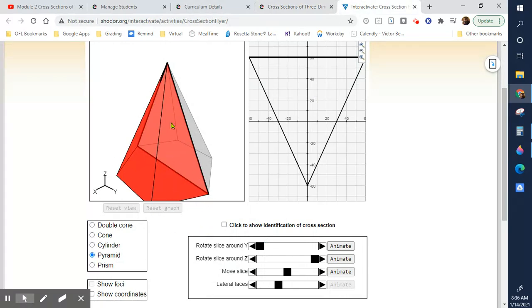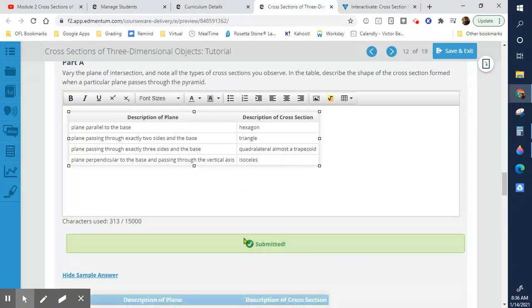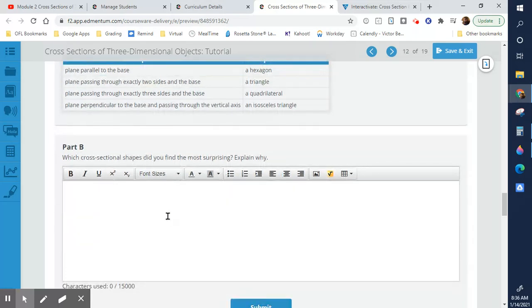So, okay, they did just want quadrilateral. I was getting a little too picky there. So a hexagon, a triangle, a quadrilateral, and this. And I find these interesting because it's like, well, obviously this and this would be there. I did not find any of them surprising.